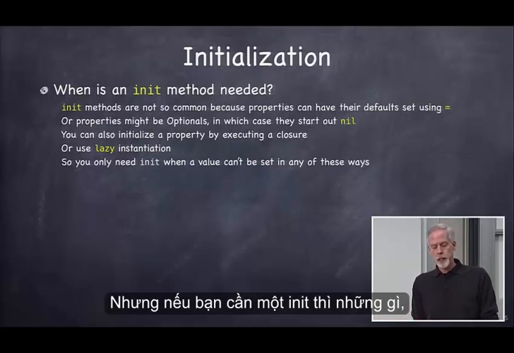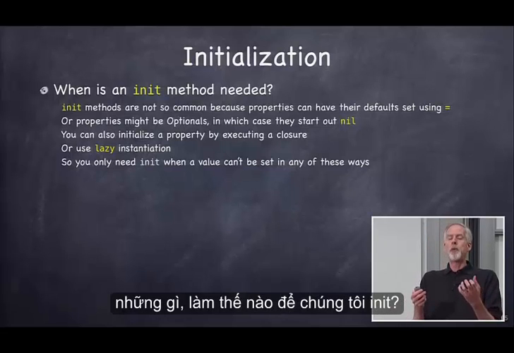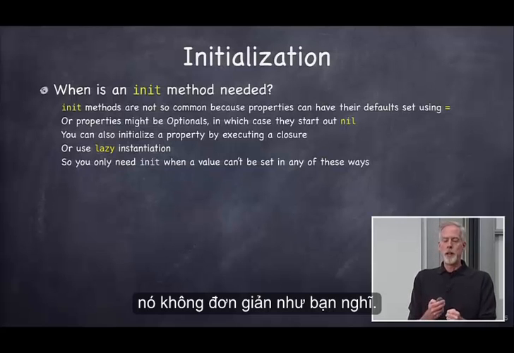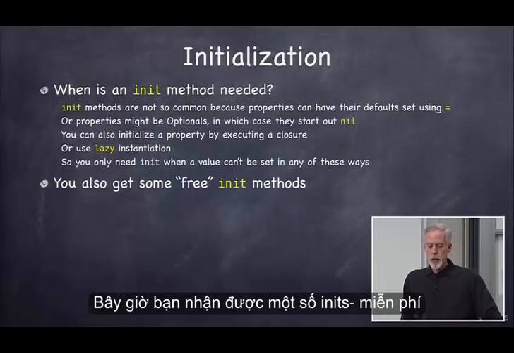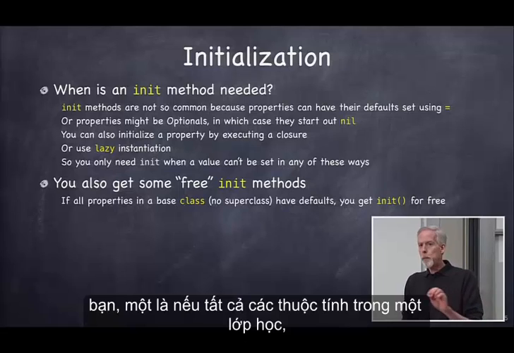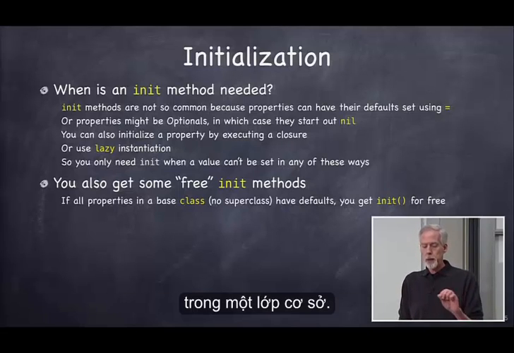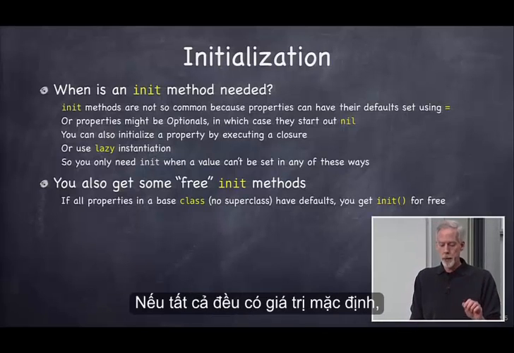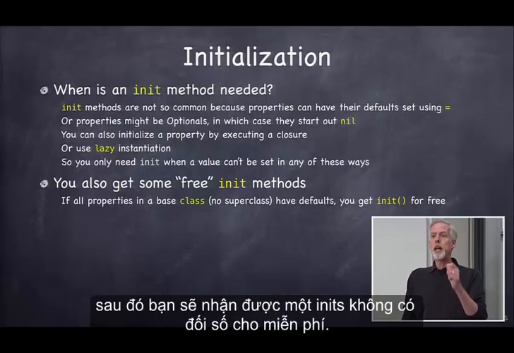But if you do need an init, then how do we do init? Because init has some kind of interesting interdependencies. It's not as straightforward as you might think. Now, you get some free inits, inits that get done for you. One is that if all the properties in a base class, not something that has a superclass, like Calculator Brain, all have defaults, then you'll get an init with no arguments for free.